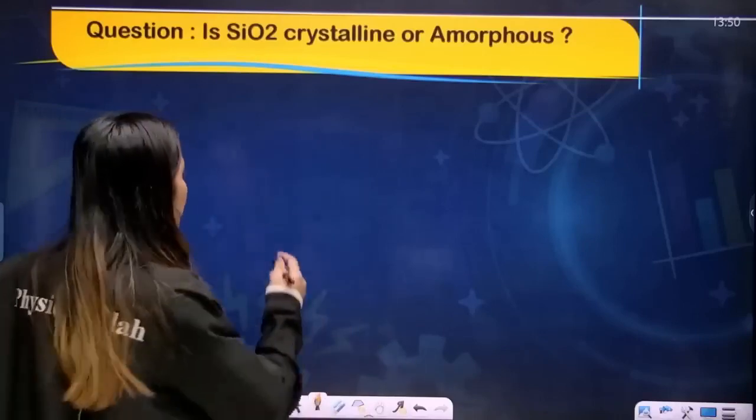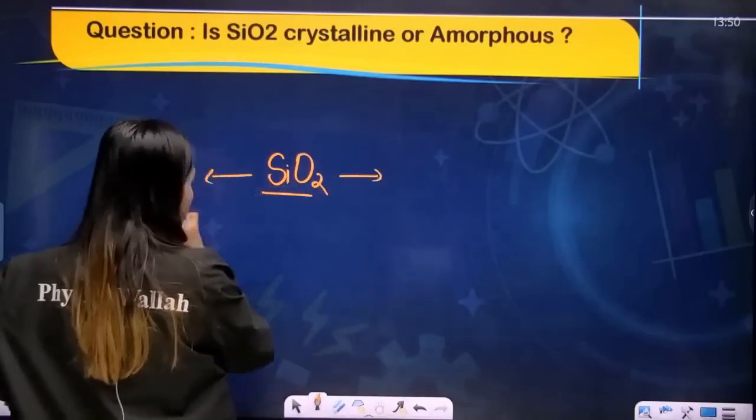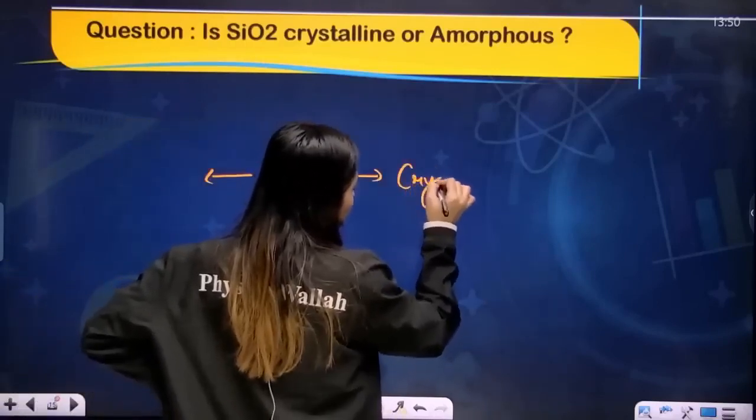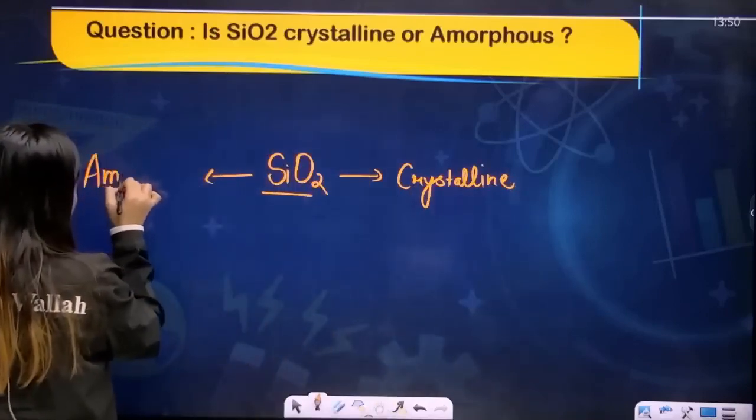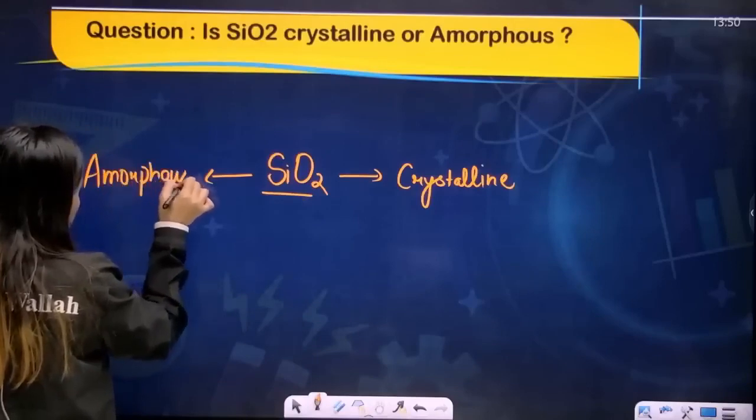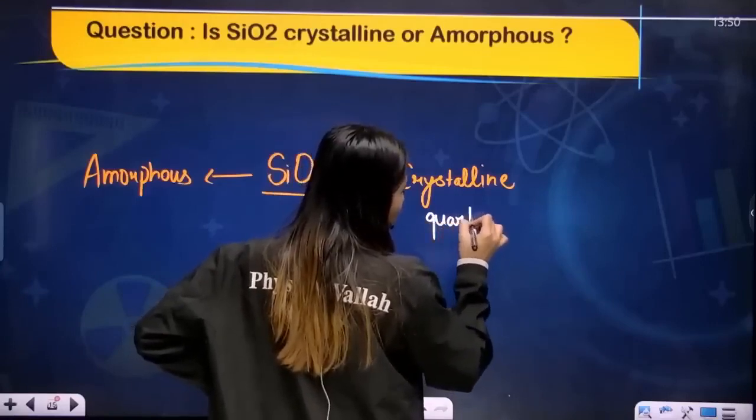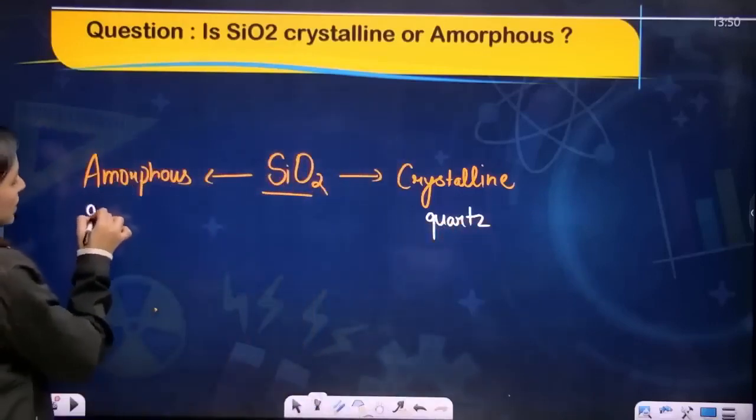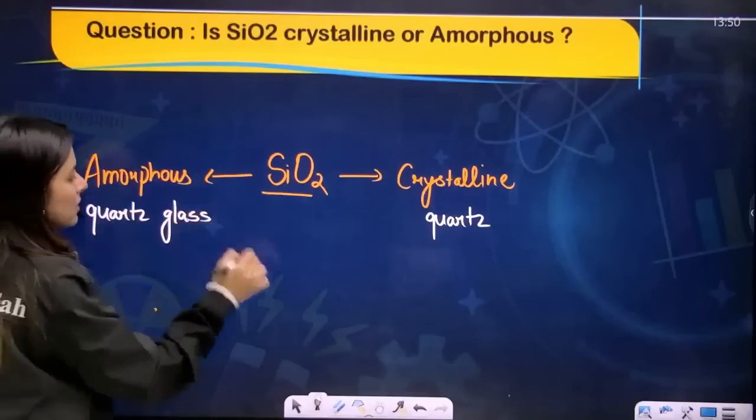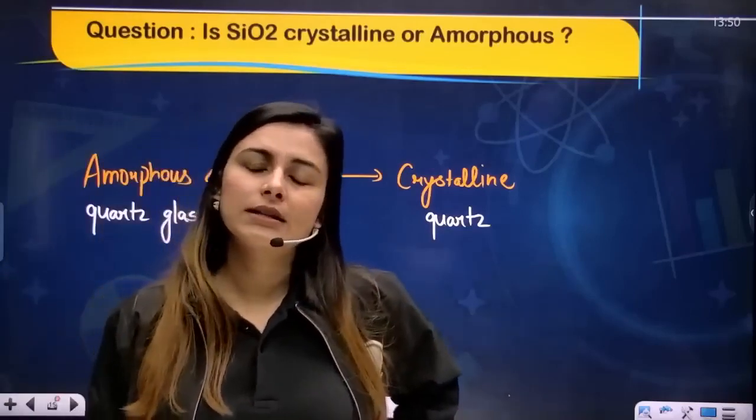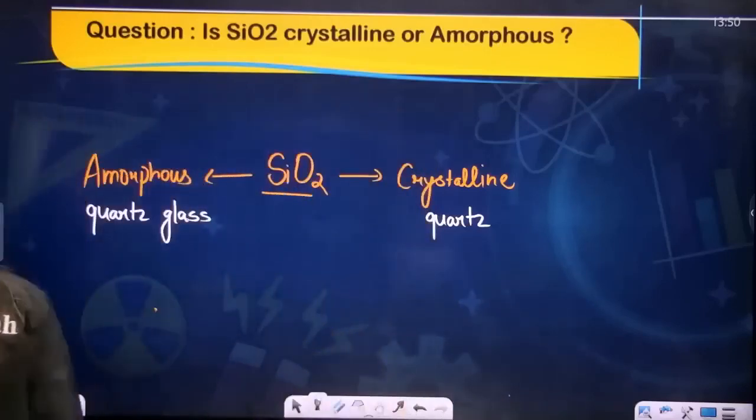Okay. So now, my dear students, the answer remains exactly the same. SiO2 can be both crystalline and amorphous. If it is crystalline, it is in the form of quartz, only quartz. And if you talk about amorphous, then it is quartz glass. Whenever you see glass, you just write that it is an amorphous solid. I hope you're clear with this. Perfect, my dear students. Pause the video, write it, and then we'll move forward.